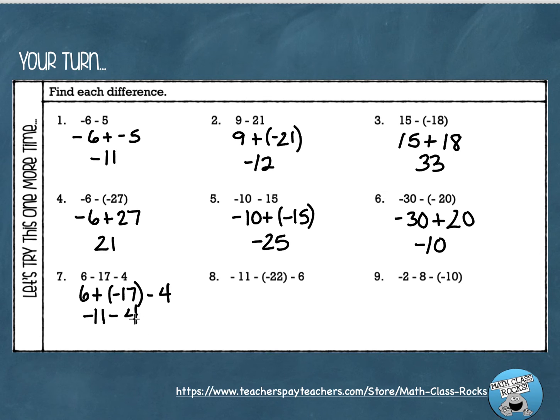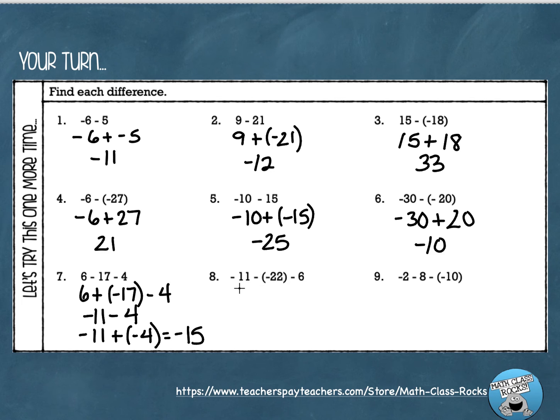Now again, I have a subtraction problem. Let's change it to addition. So it's going to become negative 11 plus negative 4. If I'm adding 2 negative numbers together, I'm just going to add them and I'm going to keep the sign. So my solution is negative 15.